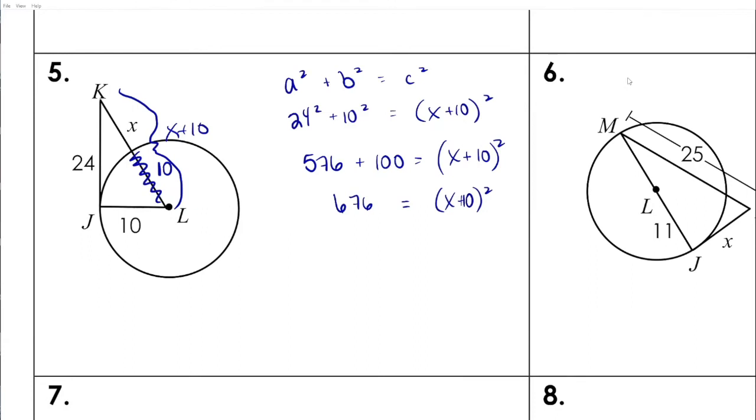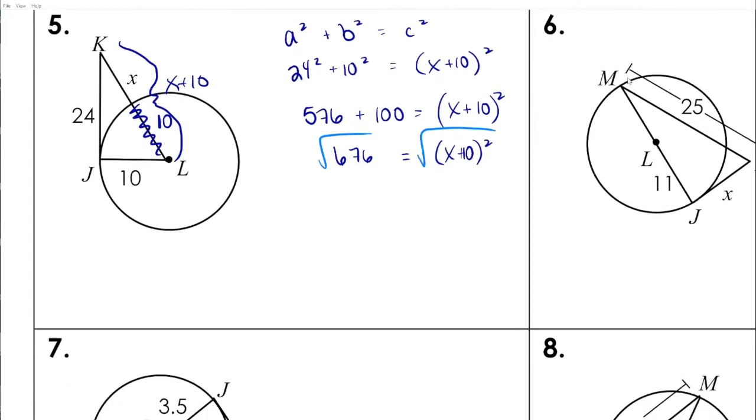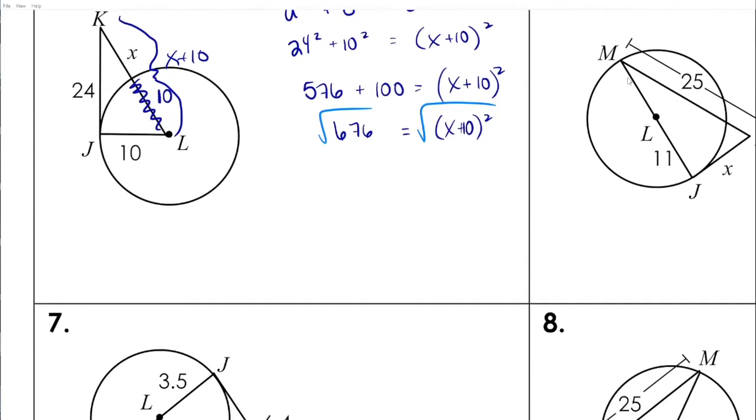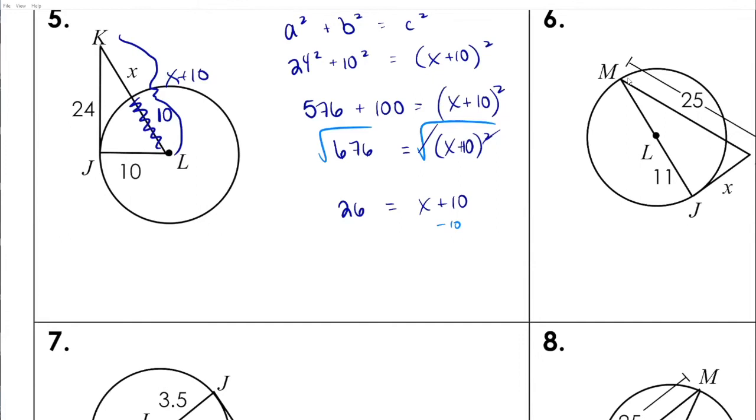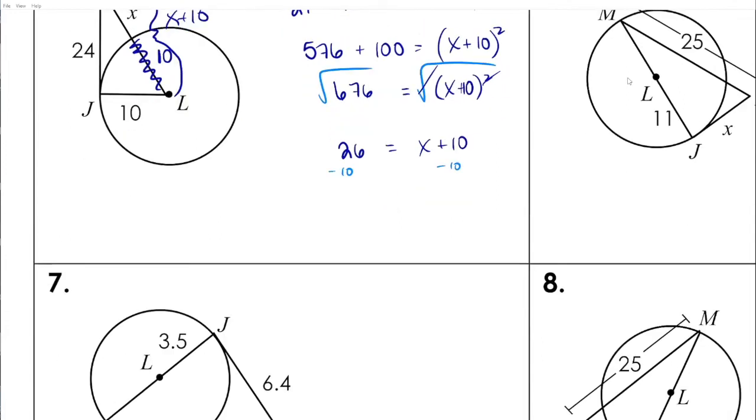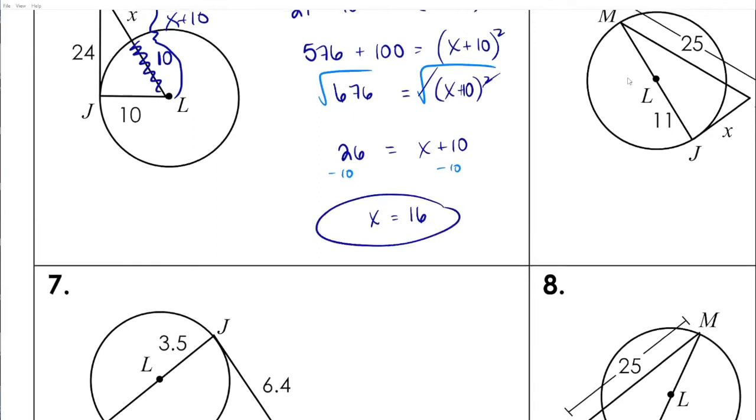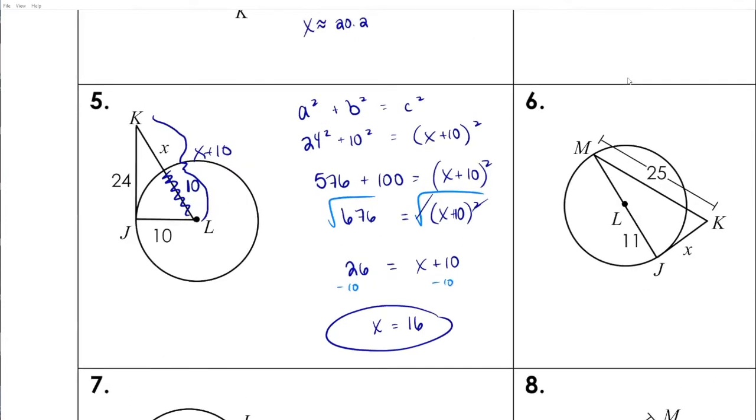Square root property tells me that to get rid of a square, I can square root both sides. So we square root both sides. What's the square root of 676? 26. So 26 equals x plus 10 because that square is canceled by that square root. Subtract 10 from both sides. So we found x to be 16. So it looked a little frightening.